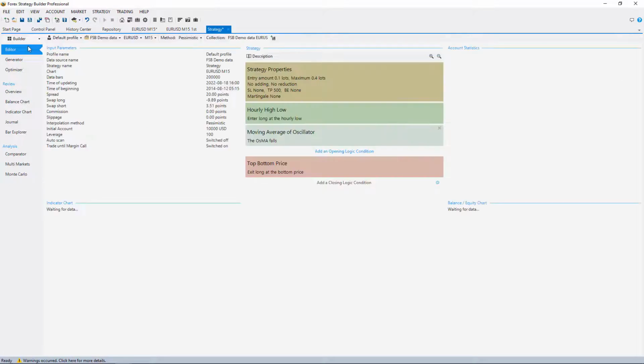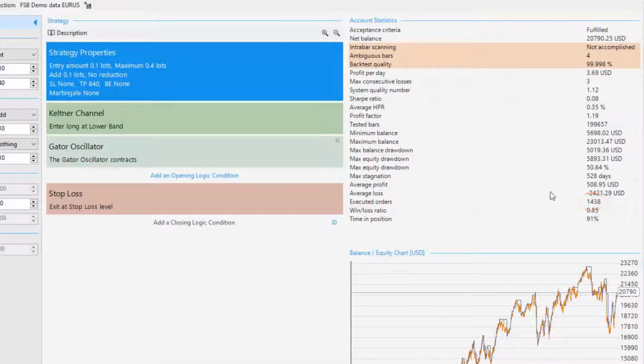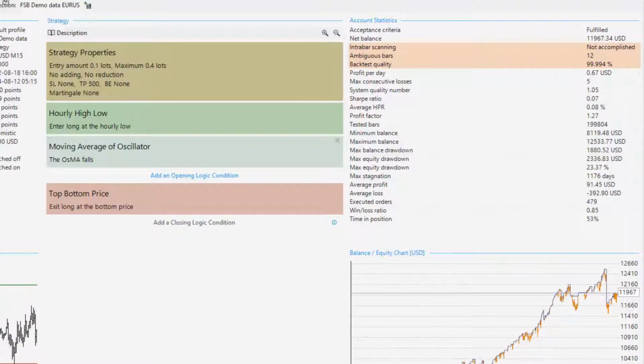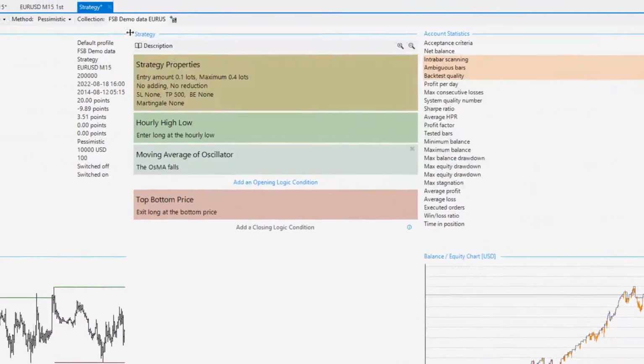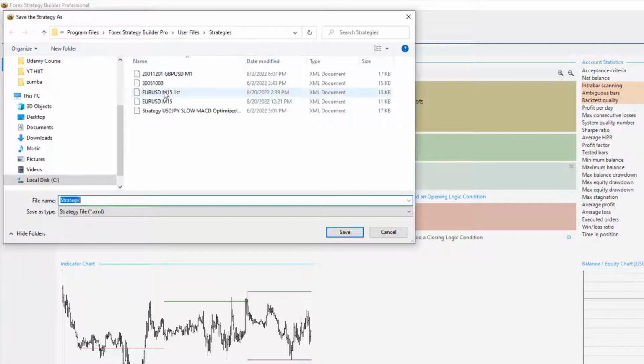And if I click on the editor and check the statistics, it has maximum consecutive losses 5, which was our limit, 479 executed orders. With the other one I had way more, 1438, which is quite a difference, but still 479 is not bad. So I will keep that strategy and I will name it as Euro dollar M15 second strategy.